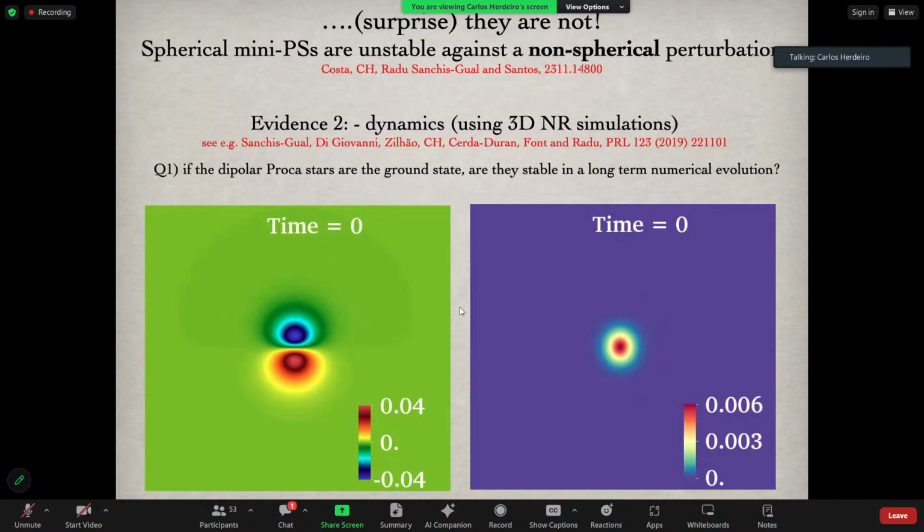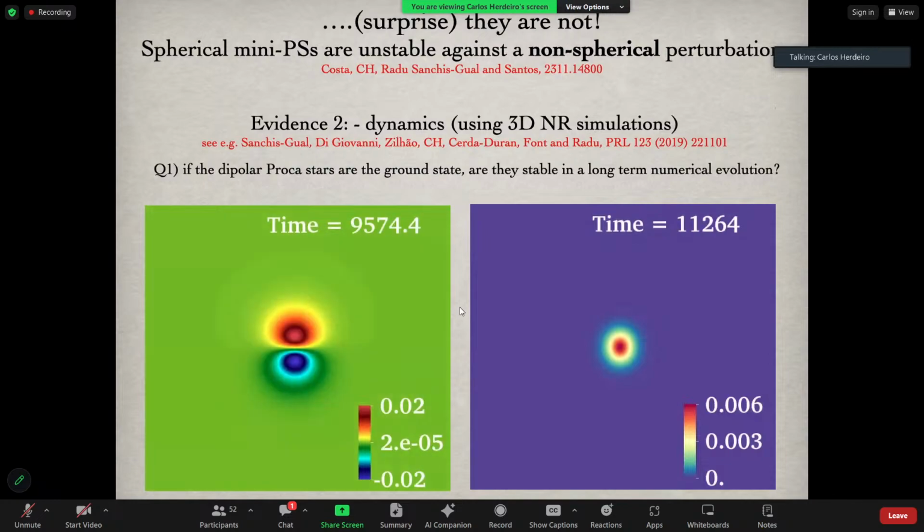But anyway, on the left-hand side, you will see a movie of the imaginary part of the Proca scalar potential. That's essentially the A_t component of the Proca potential, okay? On the right-hand side, you see the energy density. Now, these evolutions run to around 20,000 in units of the Proca mass, so they are fairly long-term evolutions.